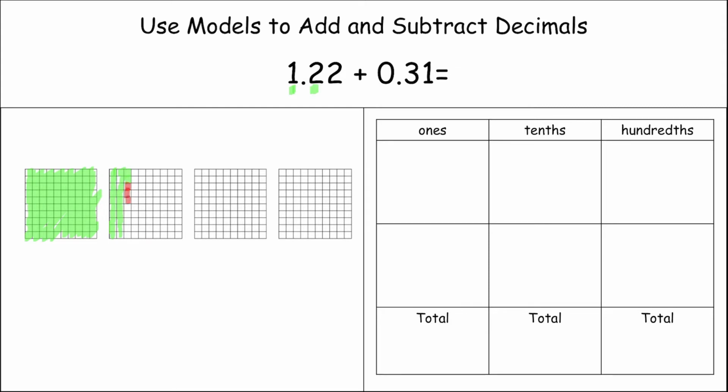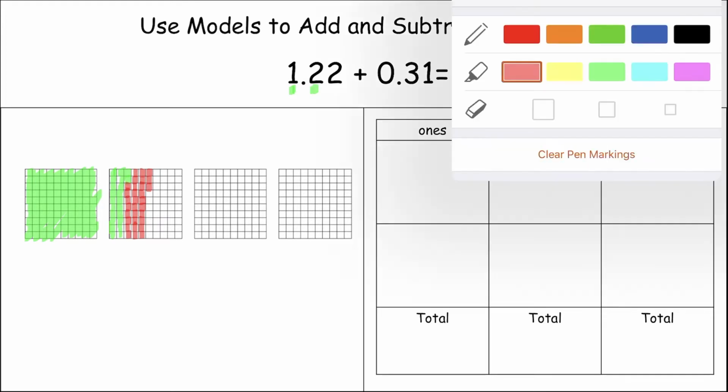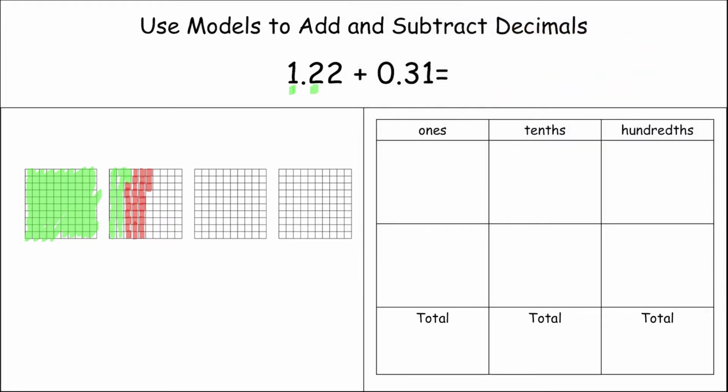1, 2, 3, 4, 5, 6, 7, 8, 9, 10, 11, 12, 13, 14, 15, 16, 17, 18, 19, 20, 21, 22, 23, 24, 25, 26, 27, 28, 29, 30, 31. And now I'm going to look at this as a picture that's all together. So I know I have one whole for my answer because there's still one whole filled in.